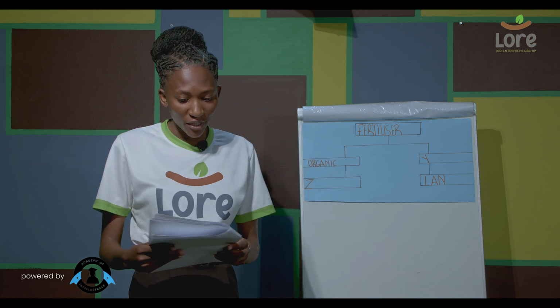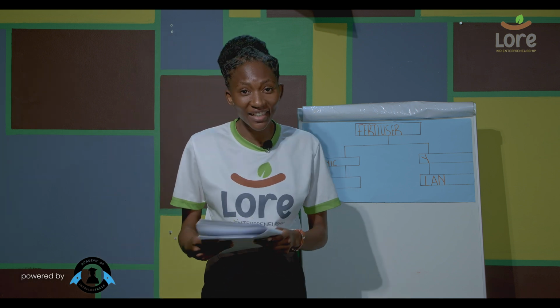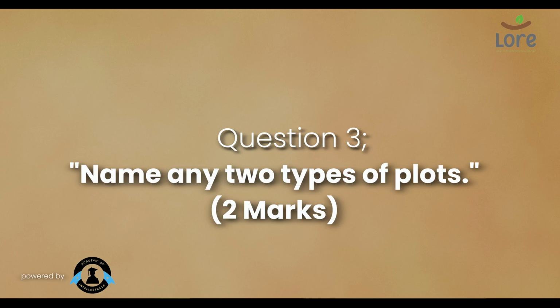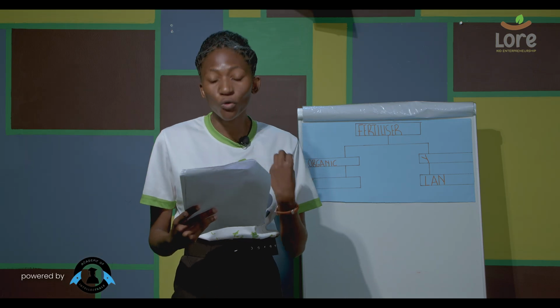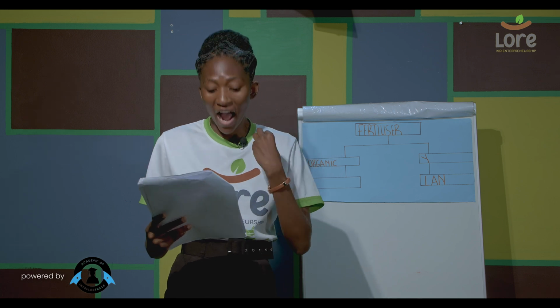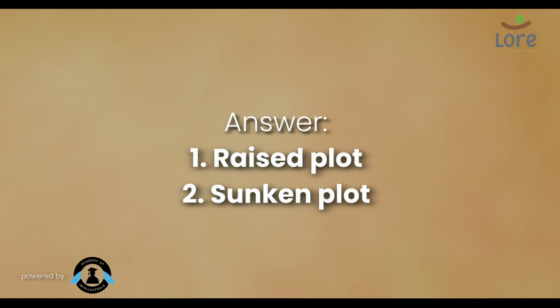Let's move on to question 3 of our revision paper. Question 3 says, name any two types of plots. This is also a direct question. Here, plots refers to land or area used in farming. Our answer is raised plot or sunken plot. That's how you earn your 2 marks.